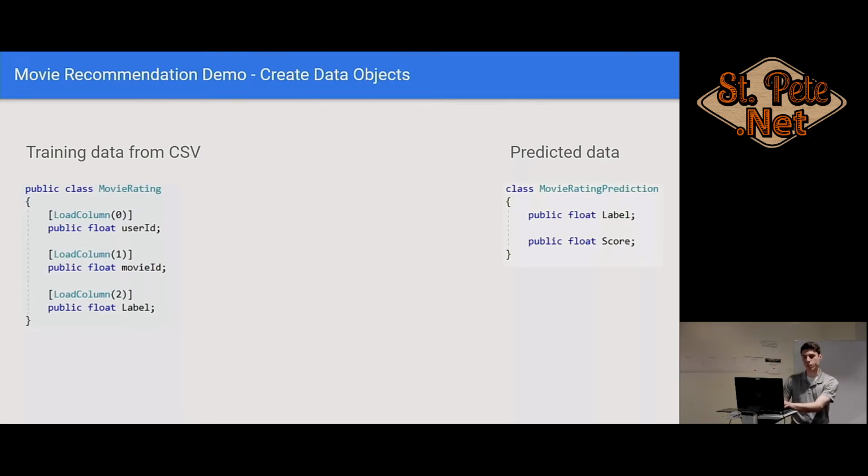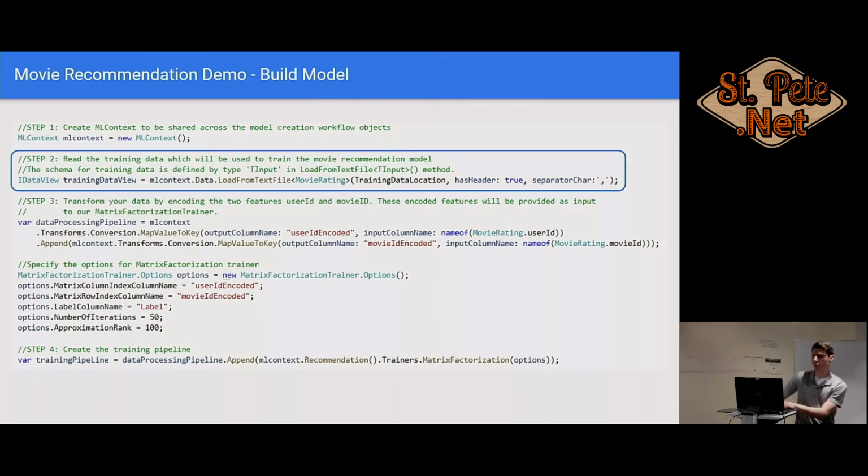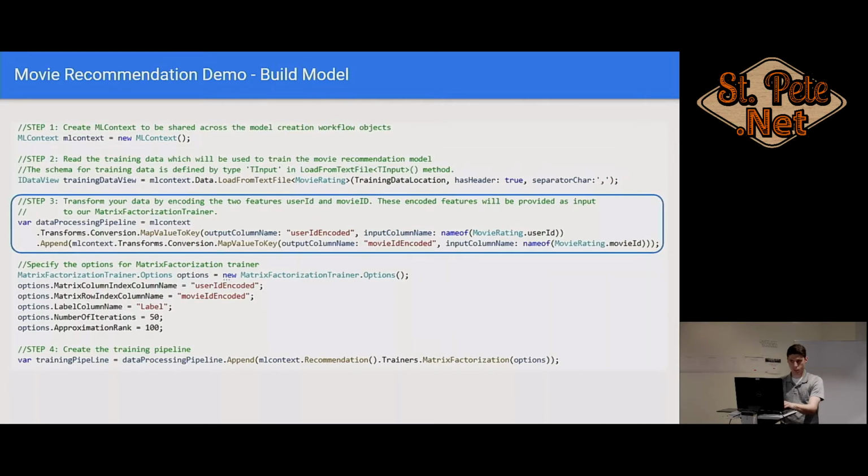So for this, we have to create our data objects as well, the movie rating class and the movie rating prediction class, which loads the columns from the CSV into the user ID, movie ID, and label columns, and the predicted data that just loads the label and the score. We again use the ML context to start it all off, and then read our text file into a training data view, just like in the first demo.